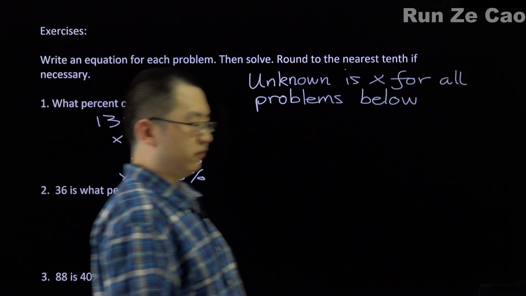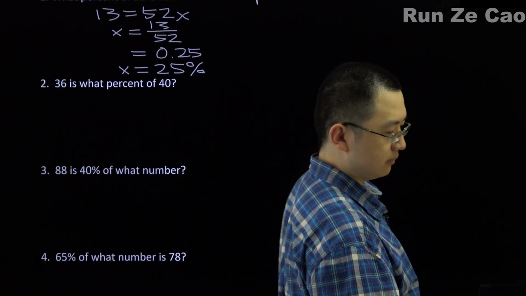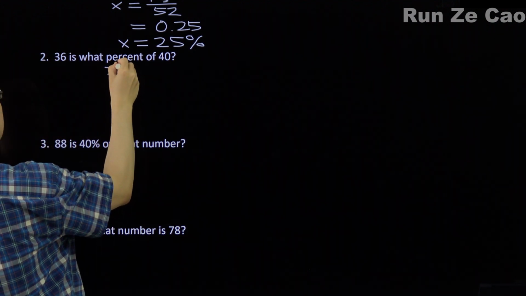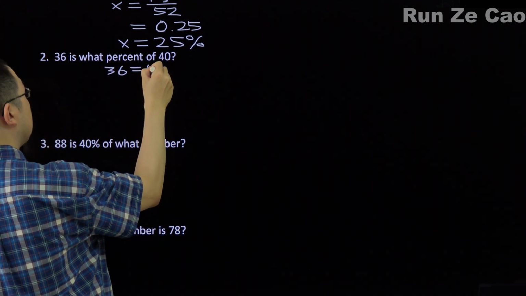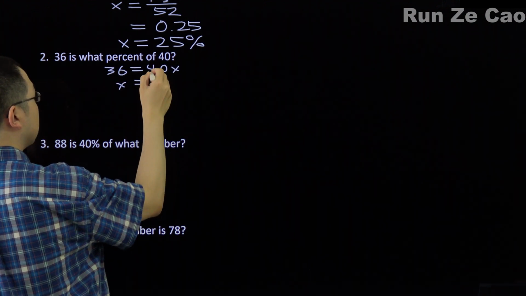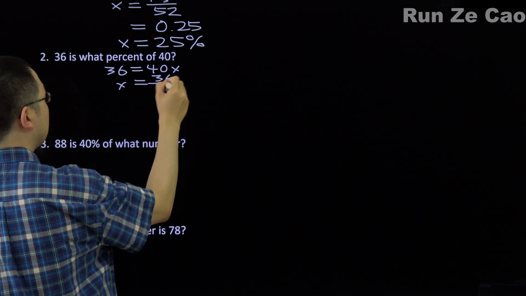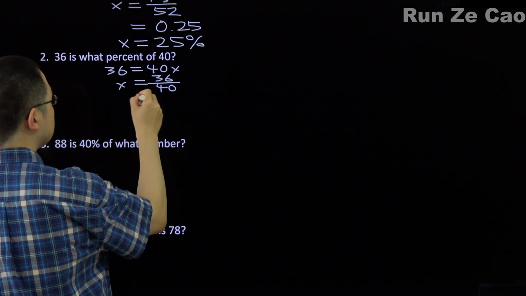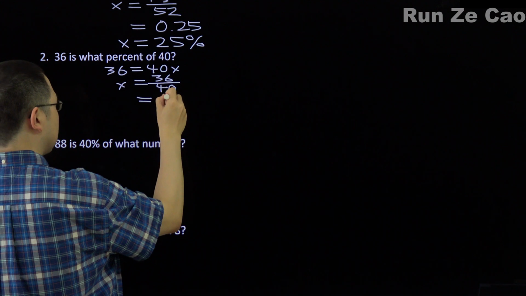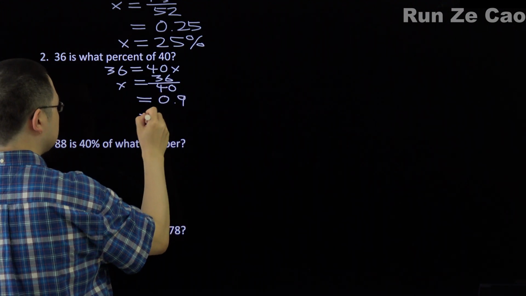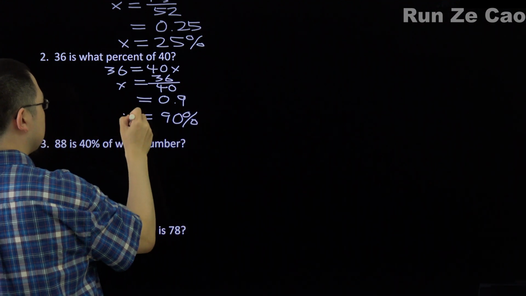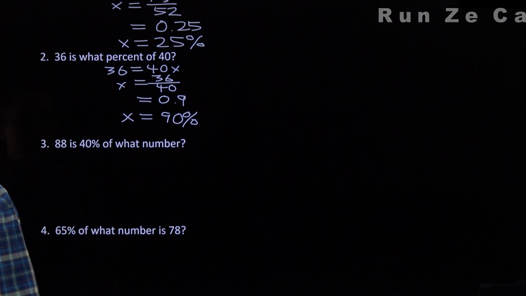36 is what percent of 40? 36 is equal to 40x. X is equal to 36 over 40, which of course is 9 over 10, which is 0.9, and that's 90%. We state that this is x here.